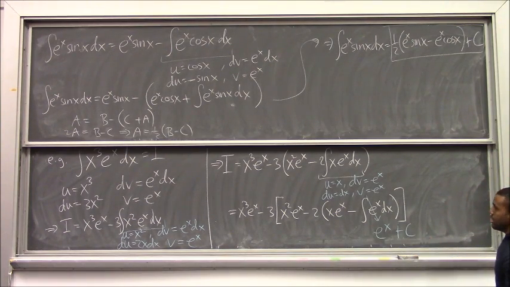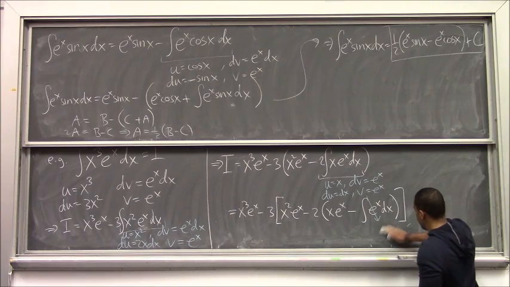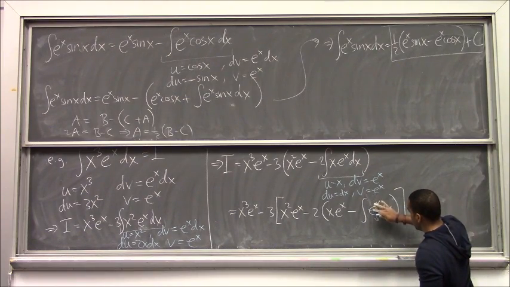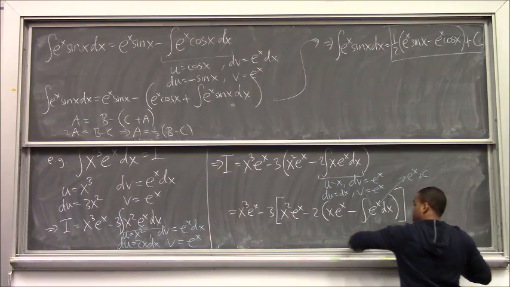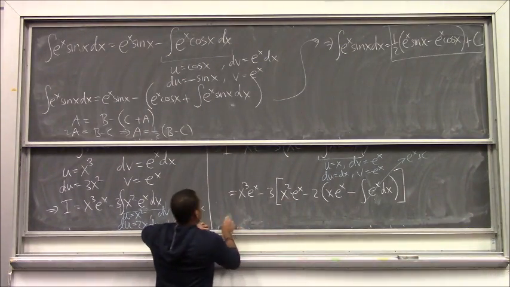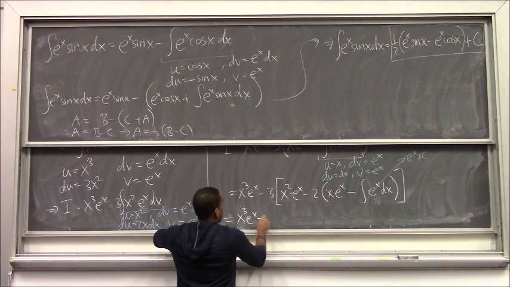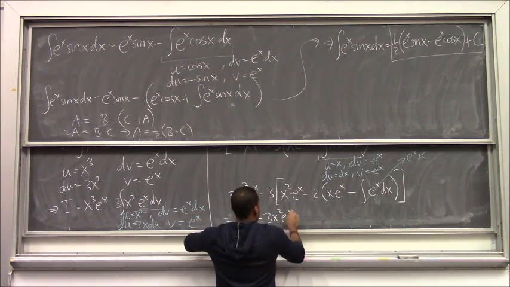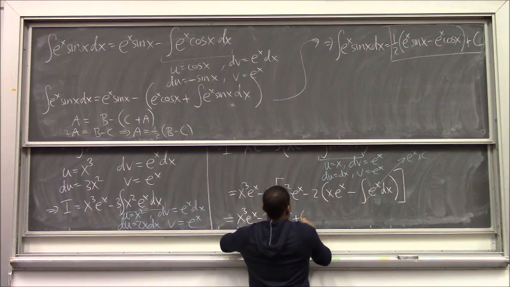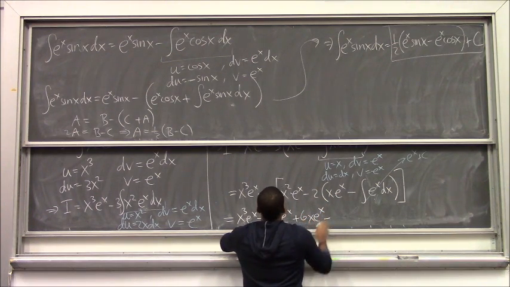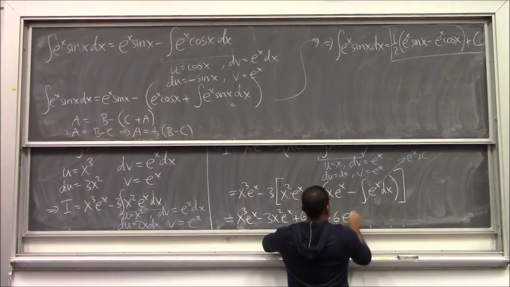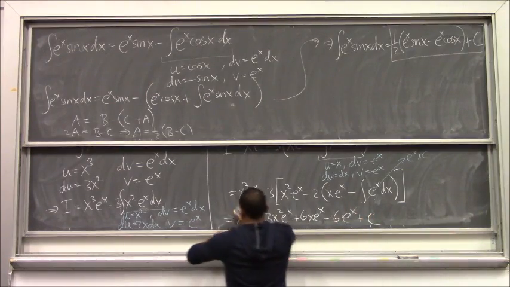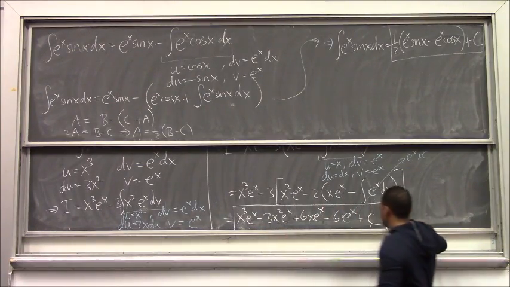So at this point, this is going to be x cubed e to the x minus 3x squared e to the x plus 6x e to the x minus, this would be a plus 6, minus 6 e to the x plus c. And that is our integral. 3 integration by parts.